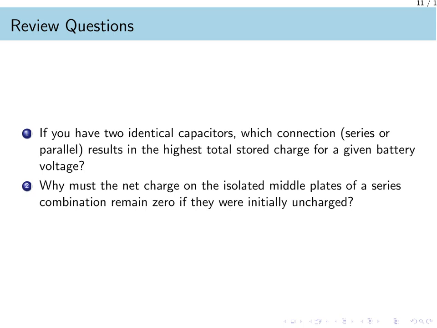To wrap up this section, consider these two review questions to test your understanding. First, if you have two identical capacitors, which connection type, series or parallel, will result in the highest total stored charge for a given battery voltage? Think about how equivalent capacitance behaves in each case. Second, why must the net charge on the isolated middle plates of a series combination remain zero if they were initially uncharged? Consider the physical connections and the principle of conservation of charge. Reviewing these concepts will solidify your understanding of capacitor combinations.